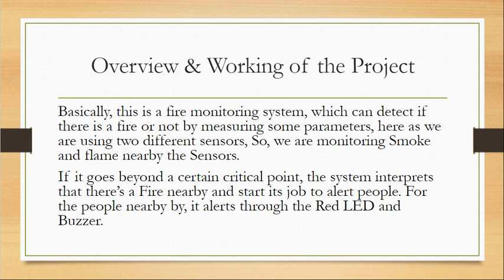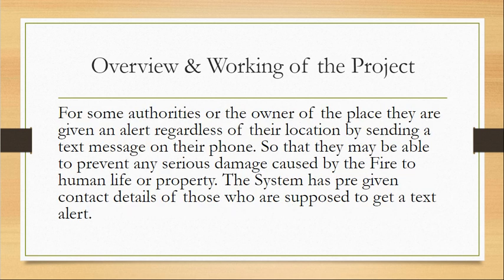So basically, this is a fire monitoring system which can detect if there is a fire or not, by measuring some parameters. For our project, we only consider two parameters, that is smoke and flame. So if this smoke and flame value goes beyond a certain threshold, the system interprets it that there's a fire nearby and starts to do its job to alert people by buzzers and LEDs. We have also incorporated a GSM module in our project so that an SMS can be sent to desired authorities or the owner of the place if the system detects a fire.